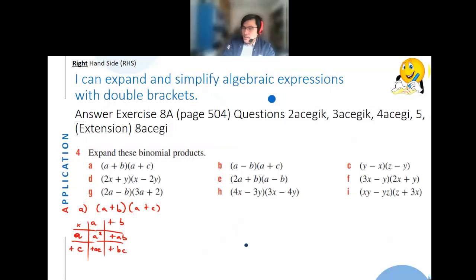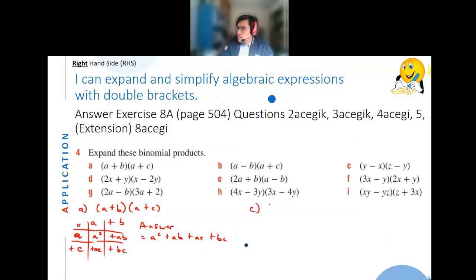Now you may notice that actually there are no like terms. So we've got A squared plus AB plus AC. These are not like terms. And then plus BC. In a way, that makes life a bit easier for us because we don't have to combine any like terms, right? We just have to rewrite everything, combining everything together.